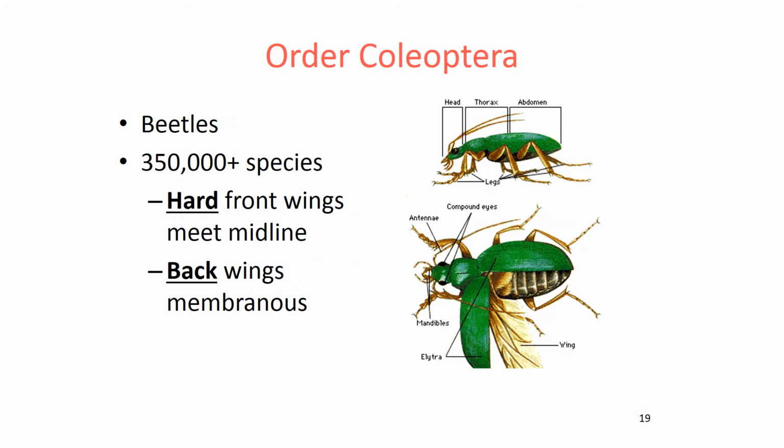Order Coleoptera, these are the beetles. There's like 350,000 different species of beetles, but they have hard front wings, and then they kind of open up, and that's where you'll find their little membranous wings underneath. If you think about ladybugs, that's how they're structured.